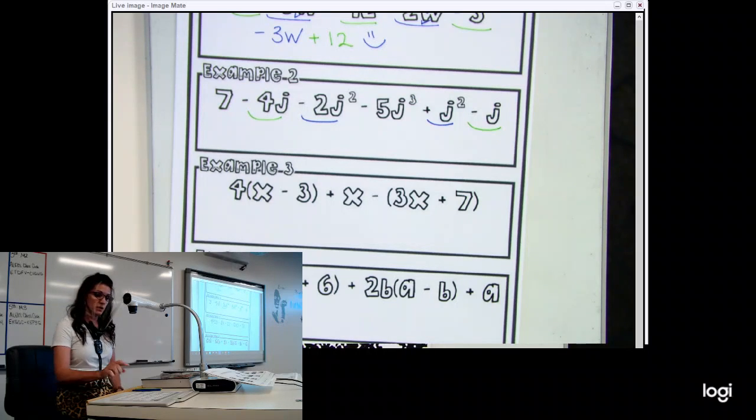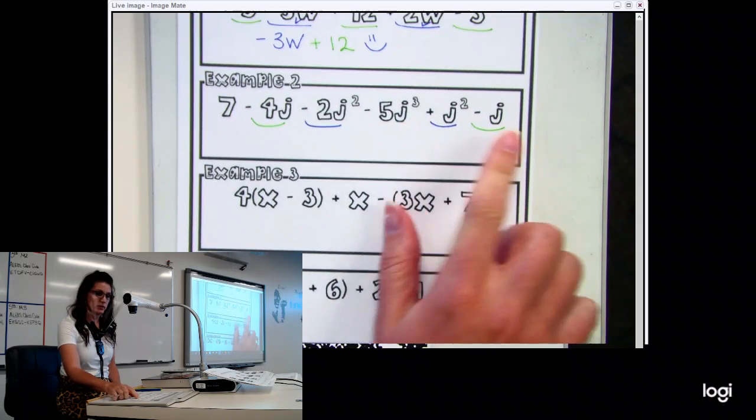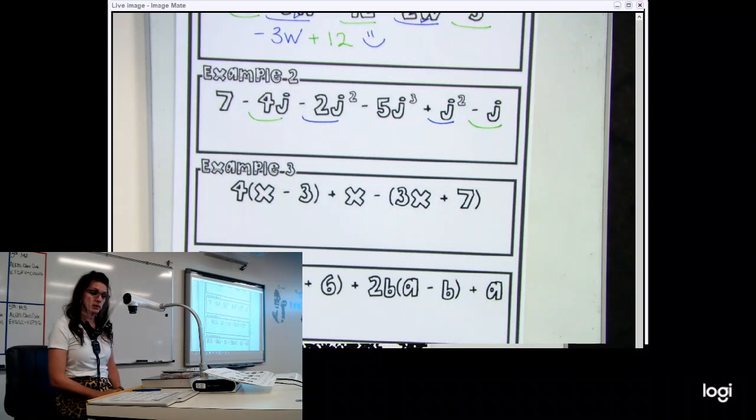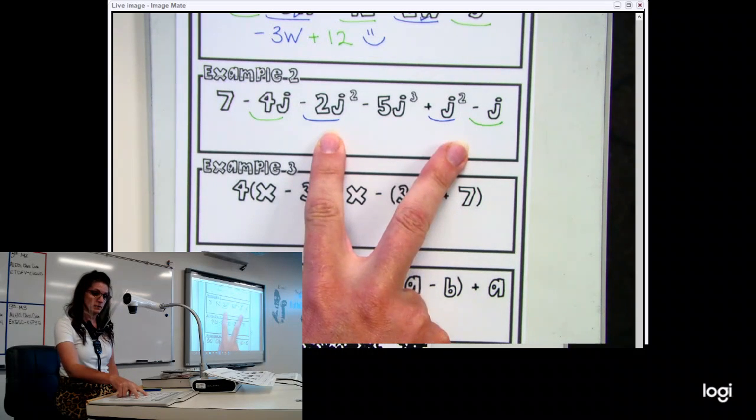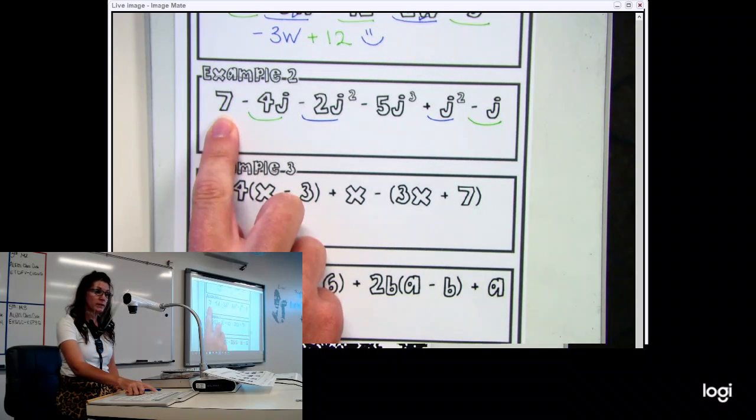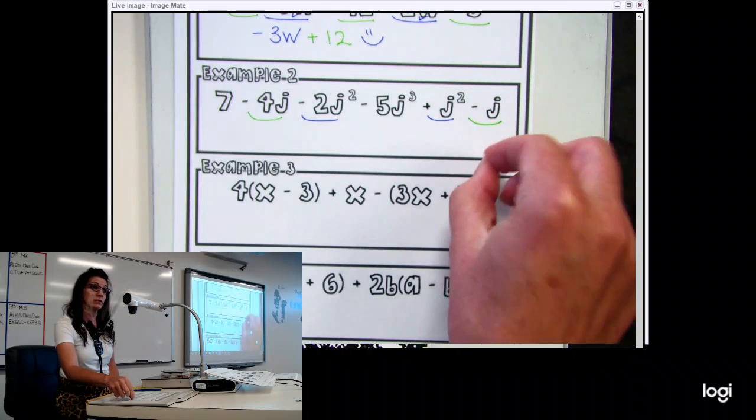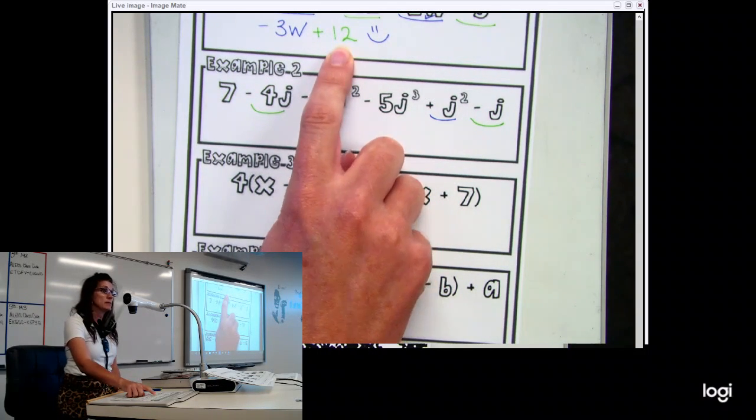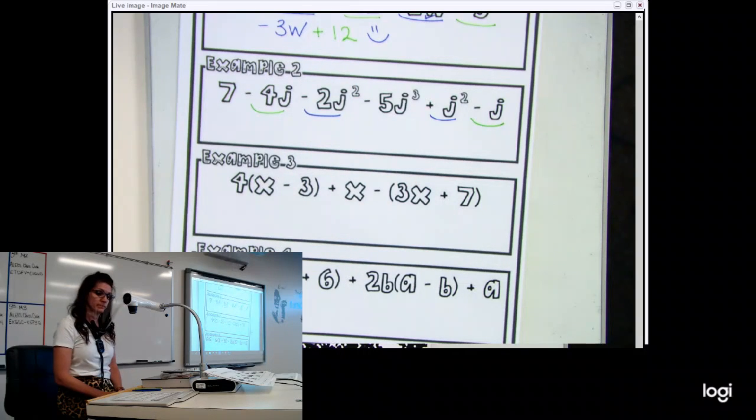Letters first. But I've got all kinds of different letters here with different powers, right? Let's do the grade. Write down the 7 first. We're going to leave the constant for the very, very end, kind of like we put the 12 at the end here. Yes, ma'am. We're going to put the -5J to the third part.